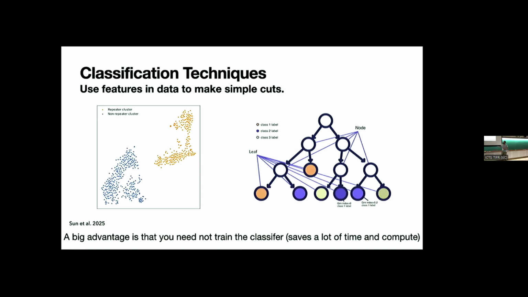So these are easy to implement classifiers, and it saves a lot of time and compute power. It doesn't need a lot of computational power either, right? So if you want to deploy these on real-time systems, it's easy.